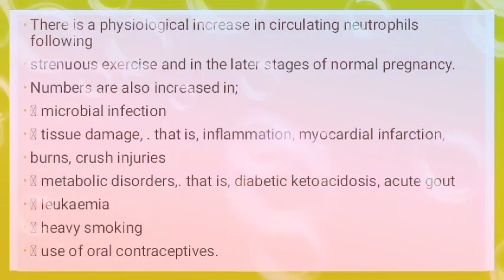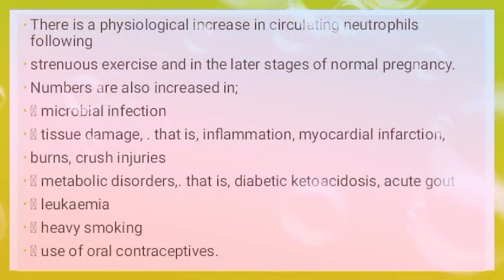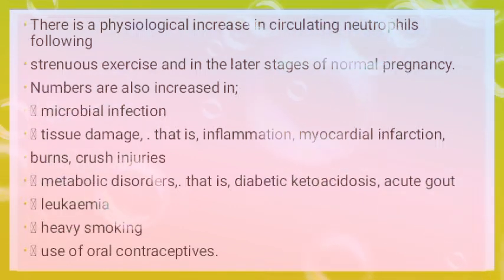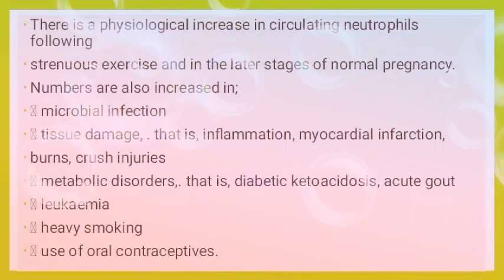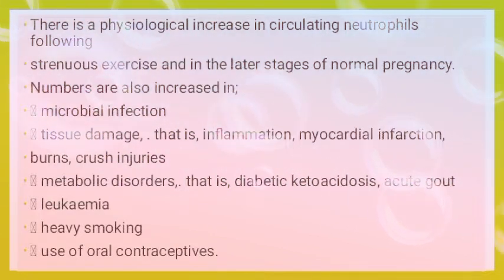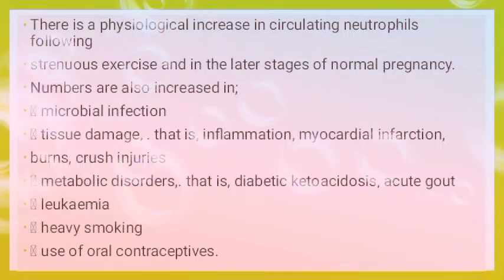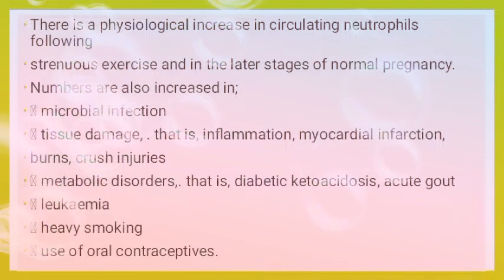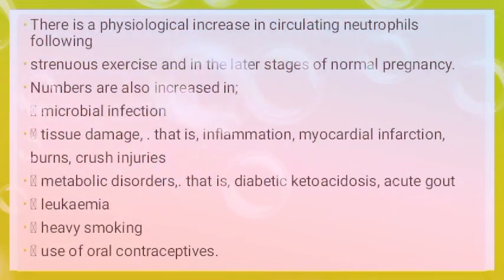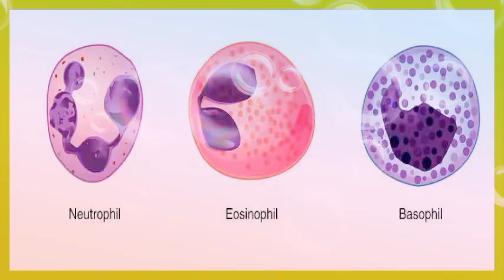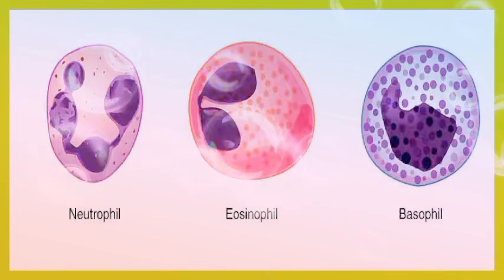Then heavy smoking, because of the toxins found within the smoke that is inhaled, is going to stimulate the production of neutrophils. And the use of oral contraceptives, those pills. When they're ingested as foreign bodies in the body, the neutrophils are going to increase in their production. So these are just occasions that can increase the number or the production of neutrophils.